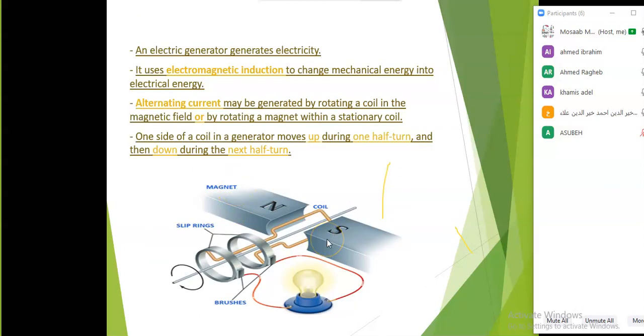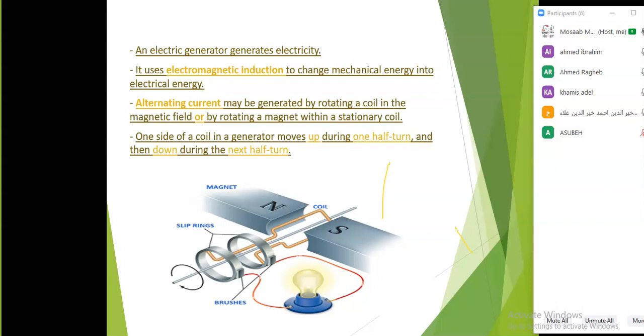How does it come to be a changing magnetic field? This is the way they build a generator. Any generator must have a magnet and a coil. By rotating the magnet and the coil in a magnetic field, it generates electricity. This process is called electromagnetic induction. So we have two definitions, and both are correct.